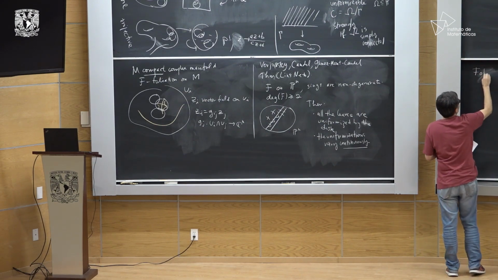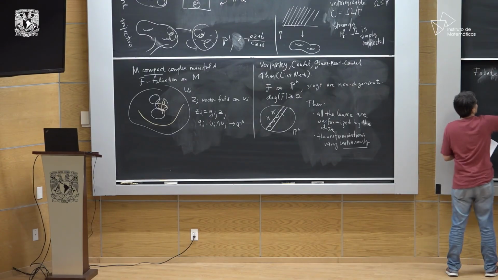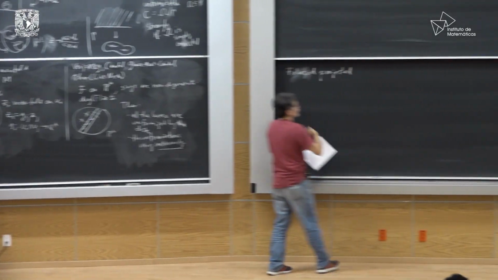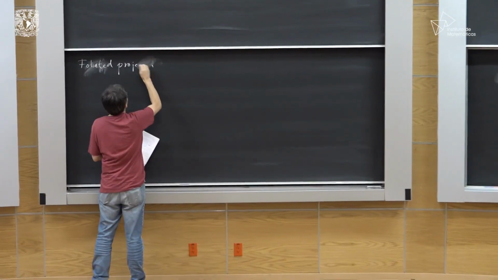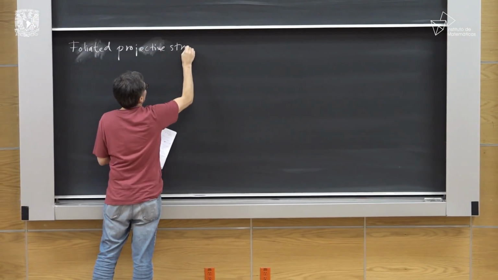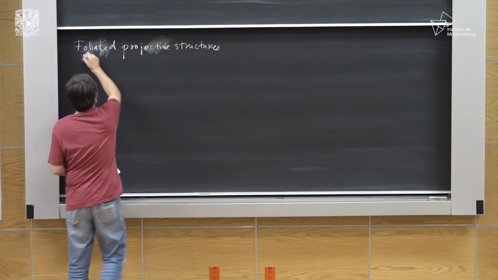So let me tell you what this is. We call these foliated projective structures. We didn't invent them. They existed before, but we sort of studied them and called them foliated projective structures. Okay, so let me tell you what that is.